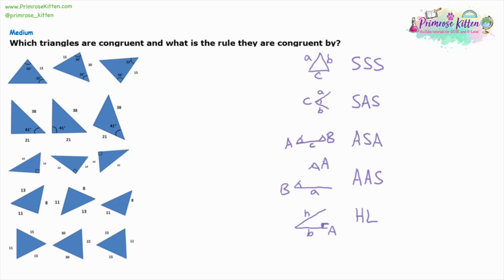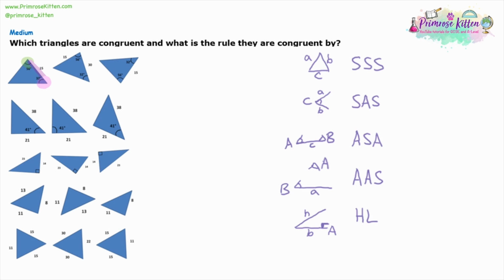Moving on to the medium questions. Now we just have more triangles to compare, but we're going to follow the same method. So looking at the first triangle, we have 56 degrees. It has a 15 length coming off that, and it joins on to a 32-degree angle. So it looks like we've got an angle, a side, and an angle. If you do forget the different proofs you can use, just read out what you've got in order. We've got an angle, a side, and an angle. That's ASA. But does the second triangle follow that pattern?